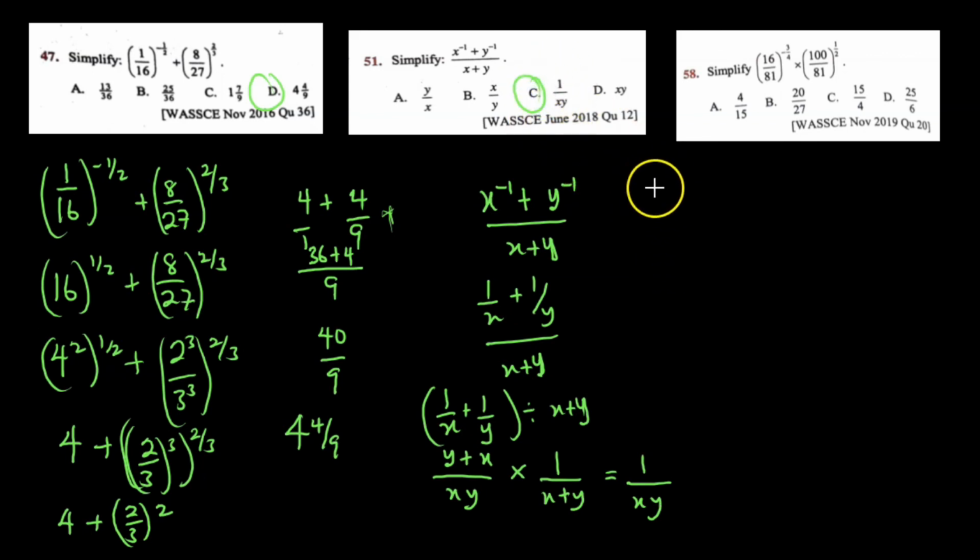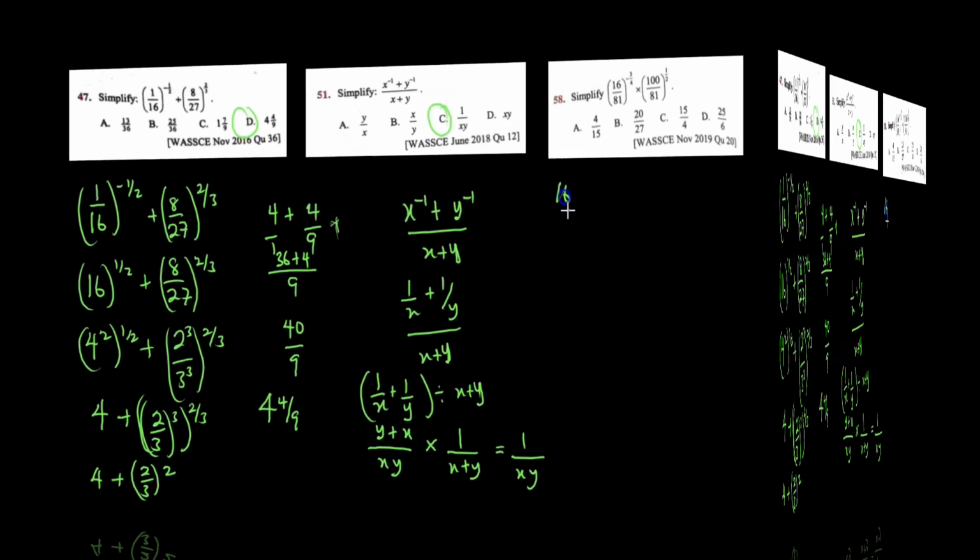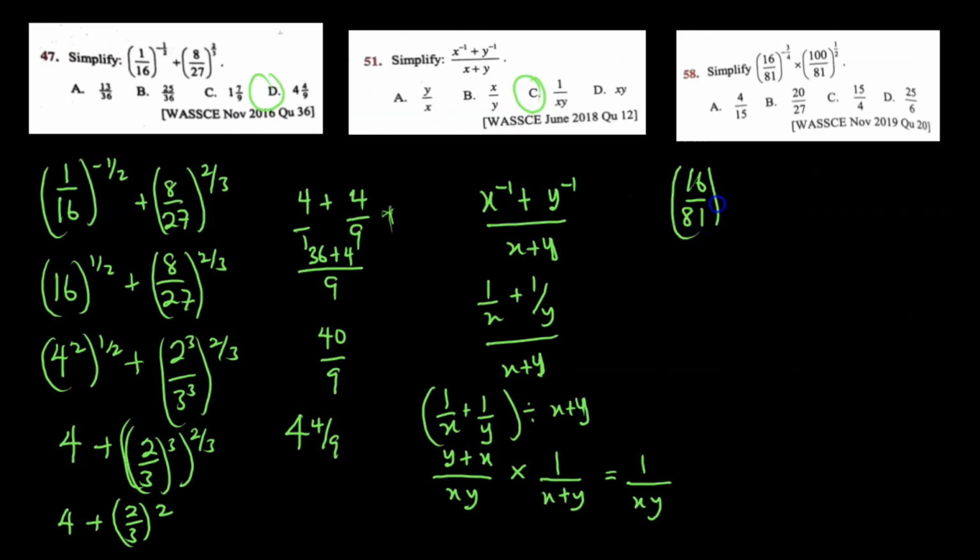Then we go to the next, having 16 on 81 all raised to the power negative 3 on 4 times 100 on 81 all raised to the power 1 on 2. Now, we have a negative exponent here, so we can find the reciprocal of the fraction, and then we change the negative sign to positive.